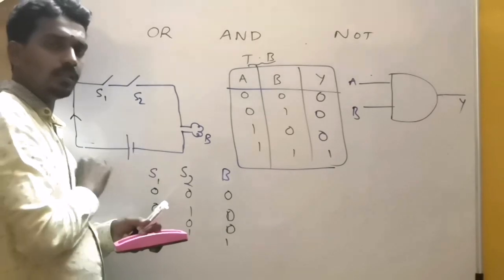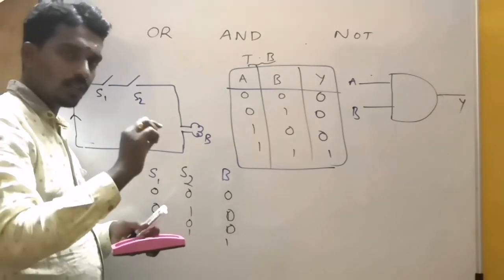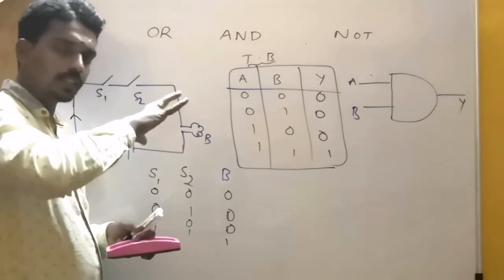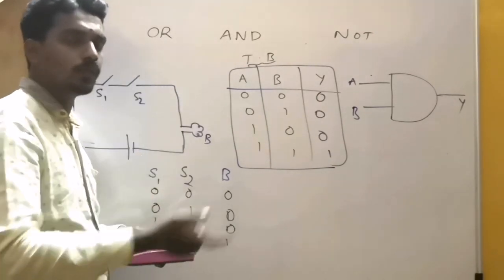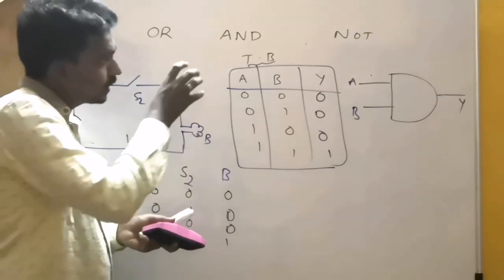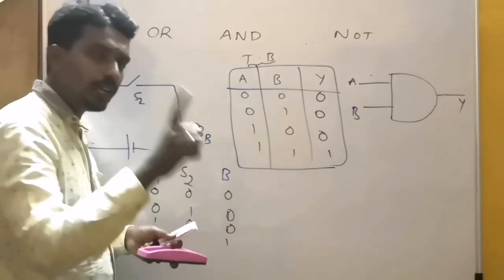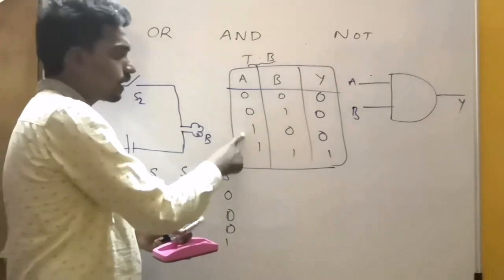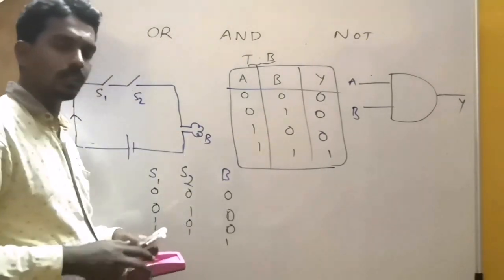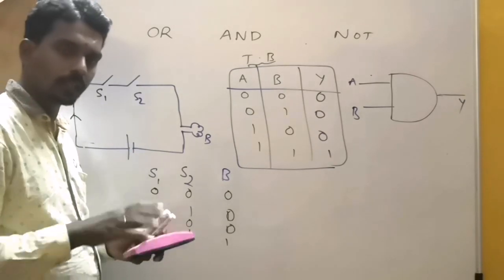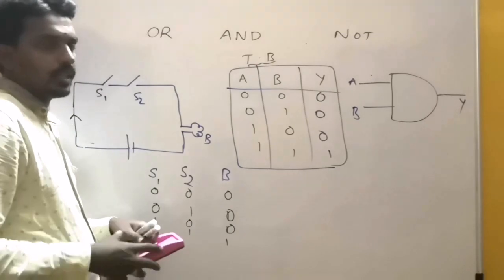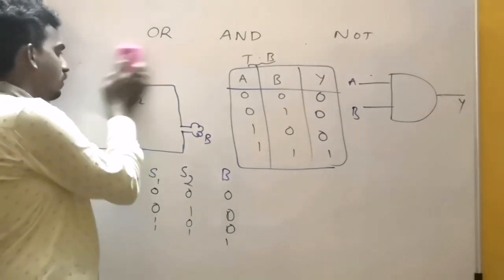So for the OR gate, for 0, 0 the output is 0. For the rest, everything, output is 1. But in case of the AND gate, only for 1, 1 the output is coming. For the rest of the cases, the output is completely 0. Similarly, if you consider the NOT gate, this is a simple one.